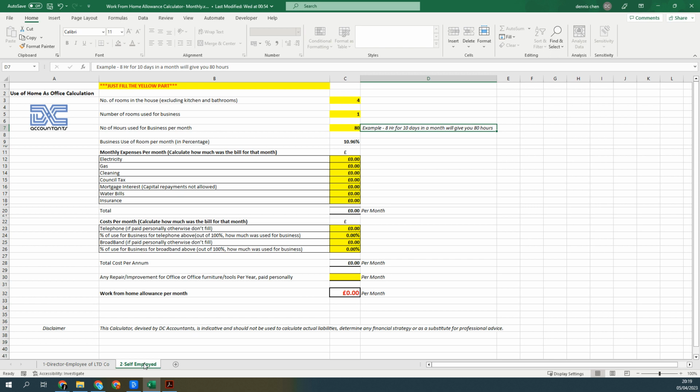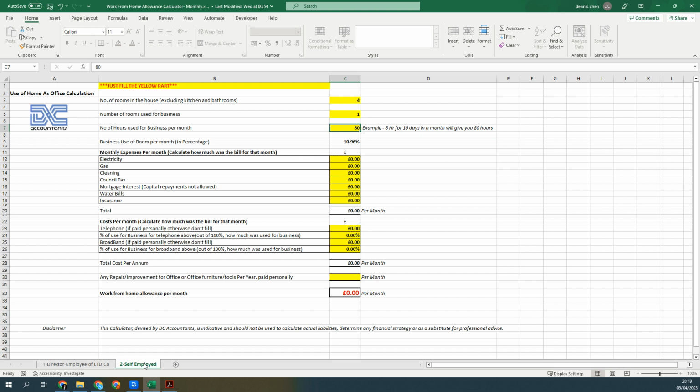So the difference between the director of a limited company and a self-employed is that in a self-employed use of home allowance calculation, you can include council tax and mortgage interest, and yeah, that is it. That's the only difference between use of home allowance between a self-employed sole trader and a director of a limited company. Council tax and mortgage interest is something that you can claim if you're a sole trader.